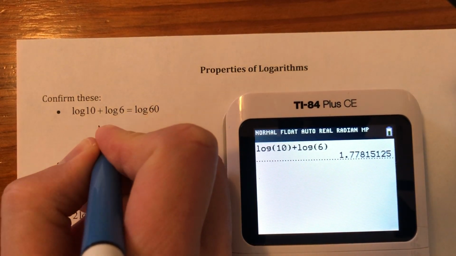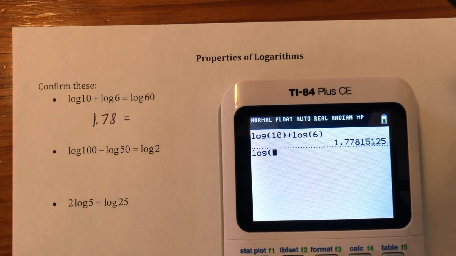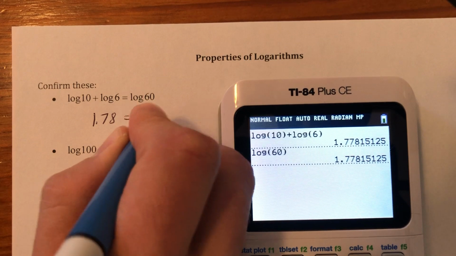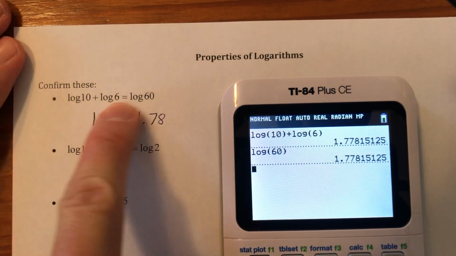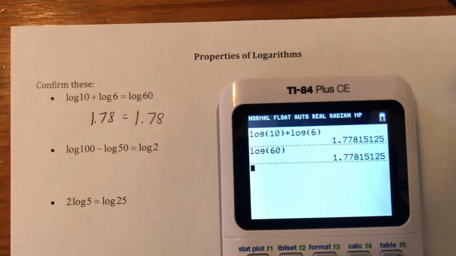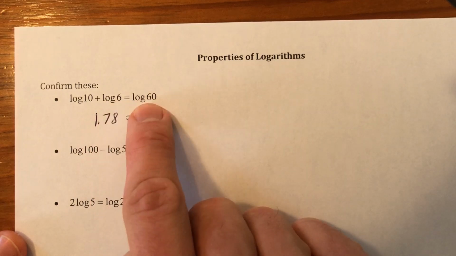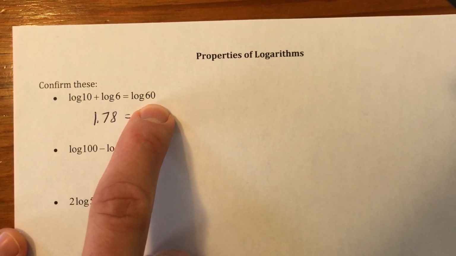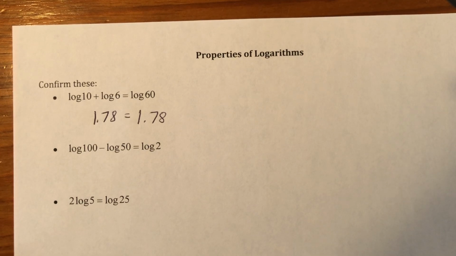So 1.78, and that's equal to, well, let's find out what the log of 60 is. So log of 60, and that's 1.78. Oh my goodness, they're the same. The point of that is this. This is equal to that. So now let's look and see what happened here. Log of 10 plus log of 6 is log of 60. How do I take a 10 and a 6 and turn it into a 60? I could multiply them, right? Okay, so here's the idea. When I'm adding logs, I multiply.